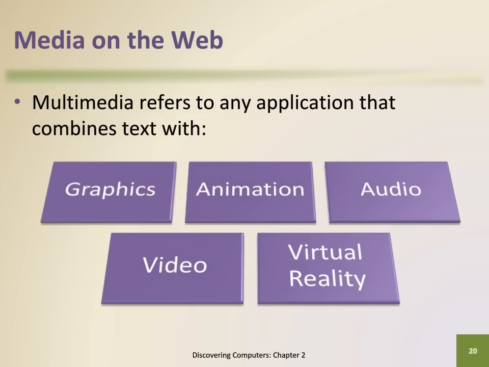Most web pages use multimedia, which includes graphics, animation, audio, video, and virtual reality. A graphic is a visual representation of non-text information. Audio includes music, speech, or any other sounds. Video consists of full motion images that are played. Virtual reality is the use of computers to simulate a real or imagined environment that appears as a three-dimensional space.